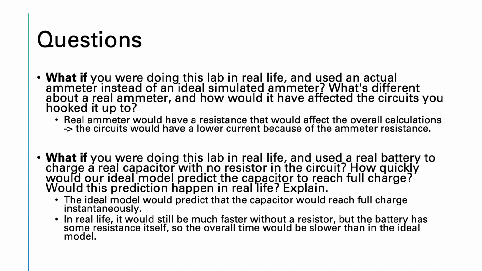And what if you were doing this lab in real life and used a real battery to charge a real capacitor with no resistor in the circuit? How quickly would the ideal model predict the capacitor to reach full charge? And would this prediction happen in real life? So the ideal model would predict that the capacitor would reach full charge instantaneously because there's no resistance at all in the circuit, so the charge would reach the capacitor immediately. And then in real life, it would still be much faster without a resistor, but because the battery has some resistance itself, the overall time would be slower than the ideal model.